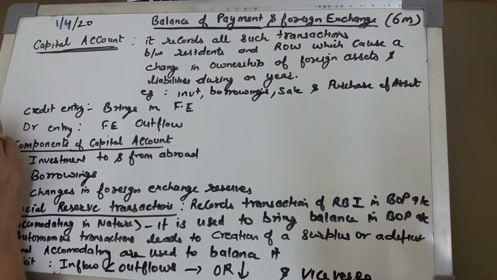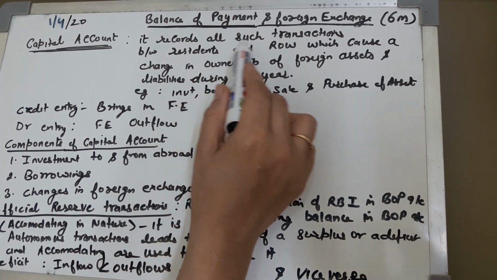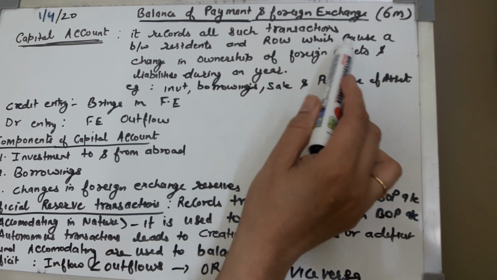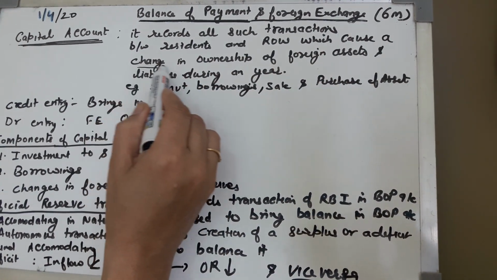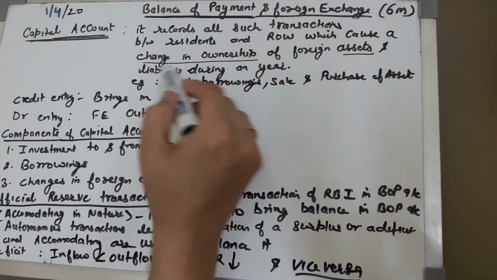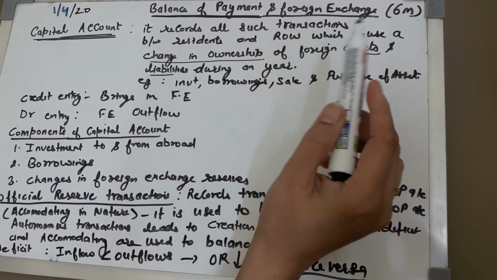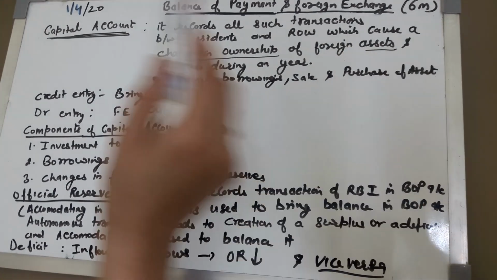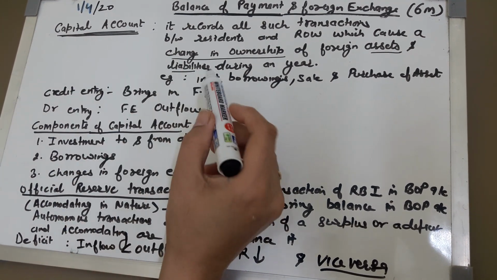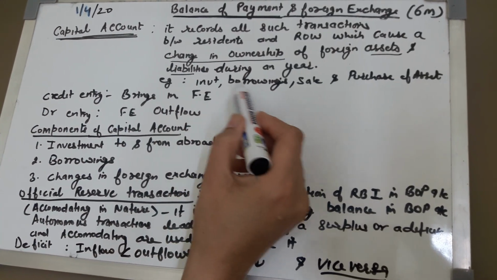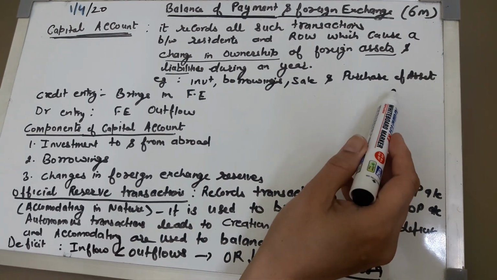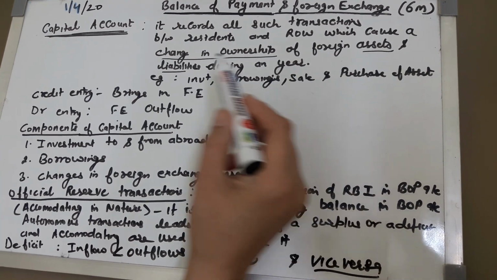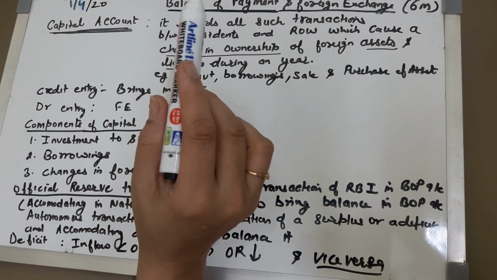As briefed to you yesterday, capital account records all such transactions between residents and rest of the world which lead to change in ownership of assets and liabilities during a year. So basically anything which is impacting the asset and liability position of the country will be recorded in the capital account. For example, we have investments, borrowings, sale and purchase of asset. I am purchasing a house in some other country. They are purchasing a house in our country. So all these entries will go in capital account.